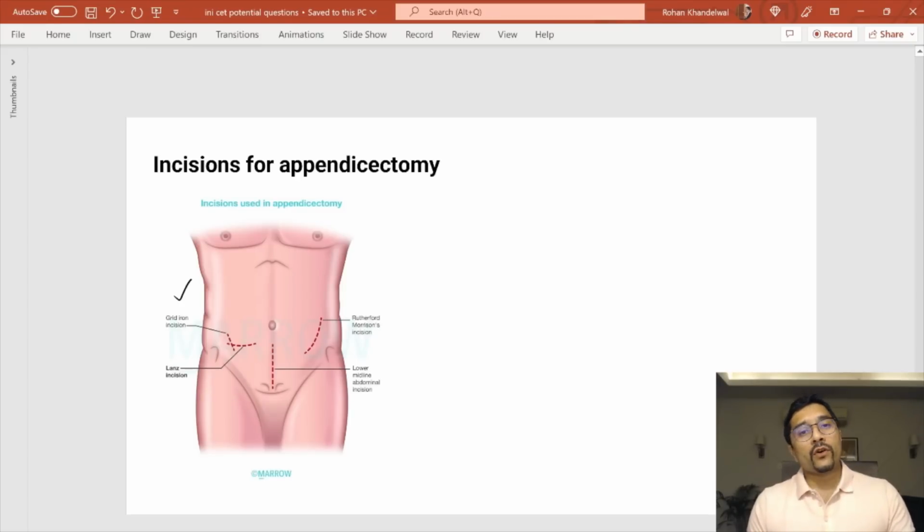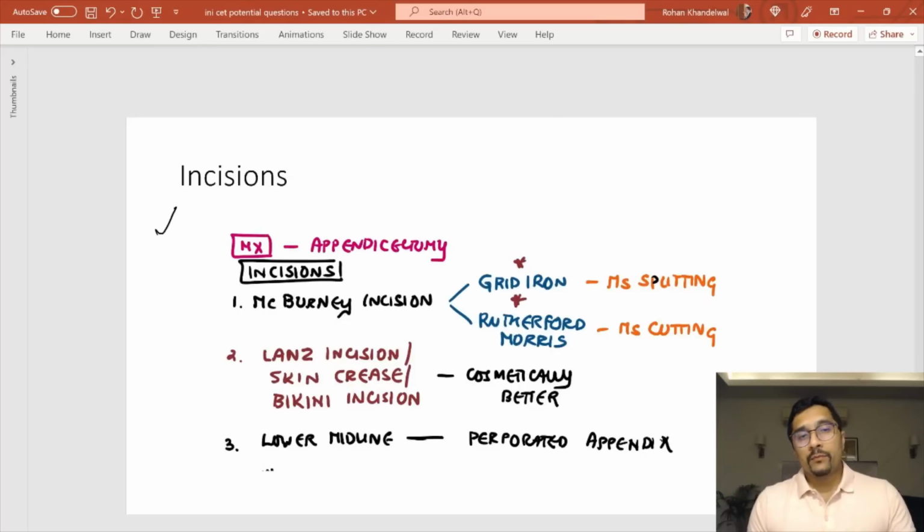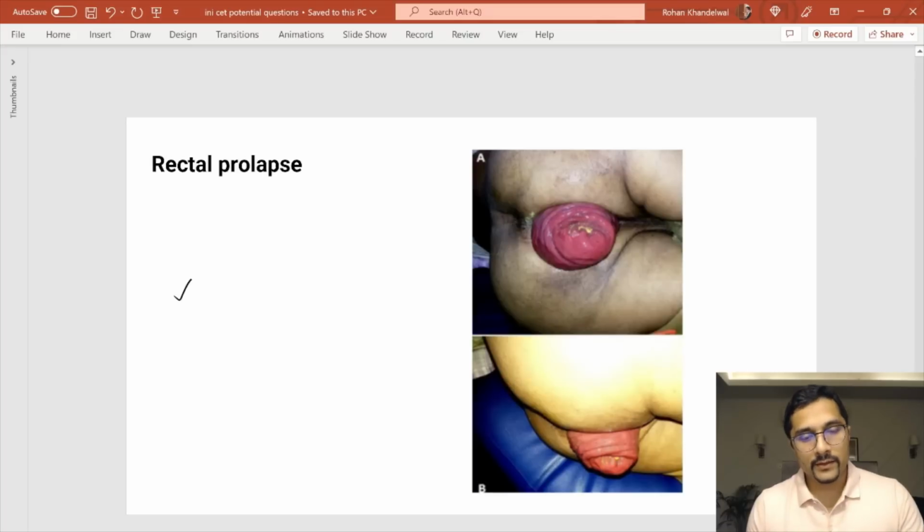The incisions for appendicectomy are important, and you should know which muscle layers do we go through during these incisions. You have the McBurney's incision, in which gridiron is the muscle splitting incision, whereas Rutherford Morison is the muscle cutting incision, in which we cut the external oblique aponeurosis, the internal oblique muscle, the transversus muscle, and then we will reach the preperitoneal fat and the peritoneum. Lanz is skin crease incision, it is cosmetically better, and a midline incision is used for a perforated appendix.